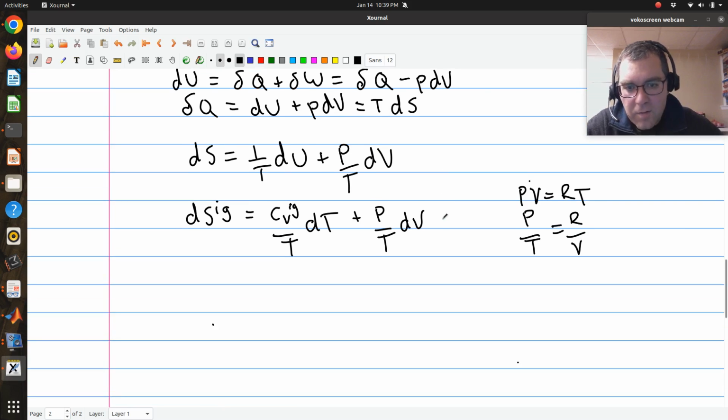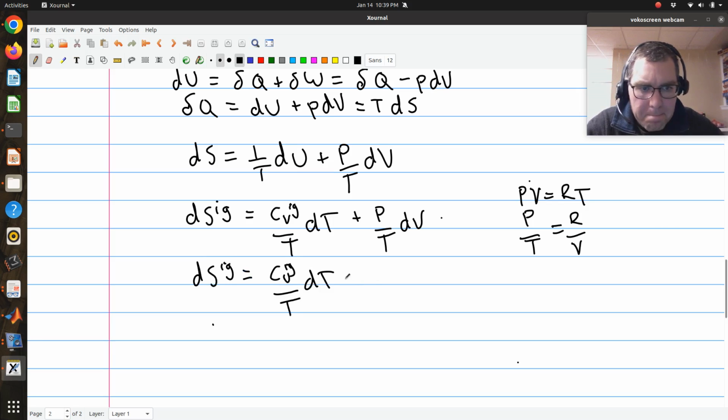So for the case of an ideal gas, dS ideal gas is equal to Cv ideal gas over T dT plus R over V dV. Now I'm going to integrate this from my reference state to my state of interest.